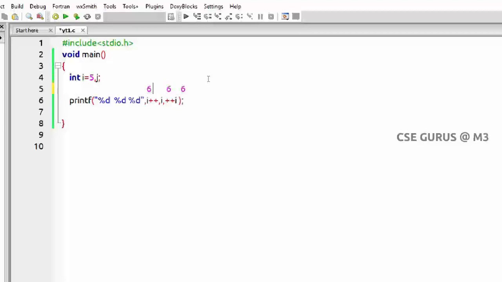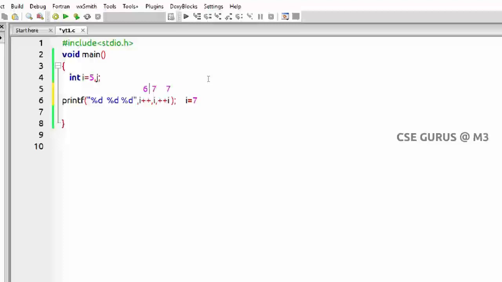Now the thing is, after 6, what is the I value? Plus plus. So the I value will become 7 now, right? Now the replacement will happen wherever you have plus plus I. It won't replace for I plus plus. Why? Because it's a post. Pre means the final I value will be replaced wherever you have plus plus I. So here plus plus I is there, so 7. Here I is there, 7 will be taken. Not for this one, I plus plus.